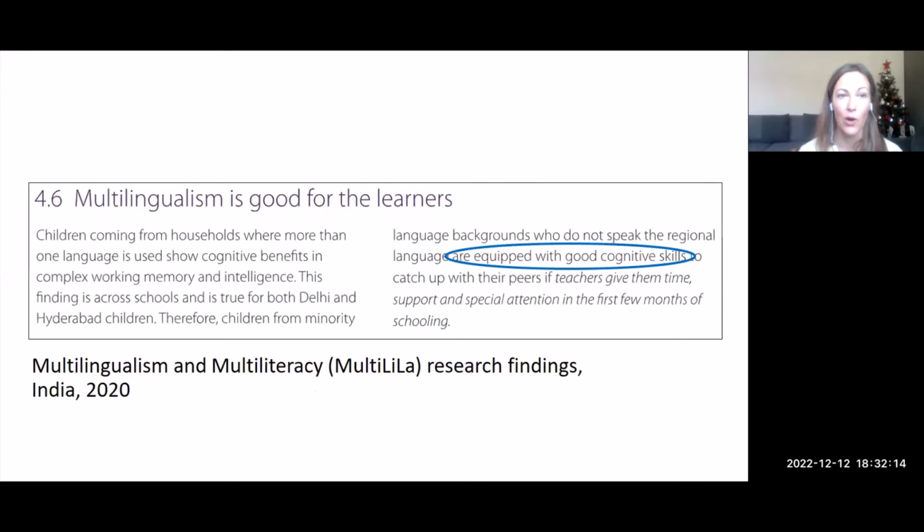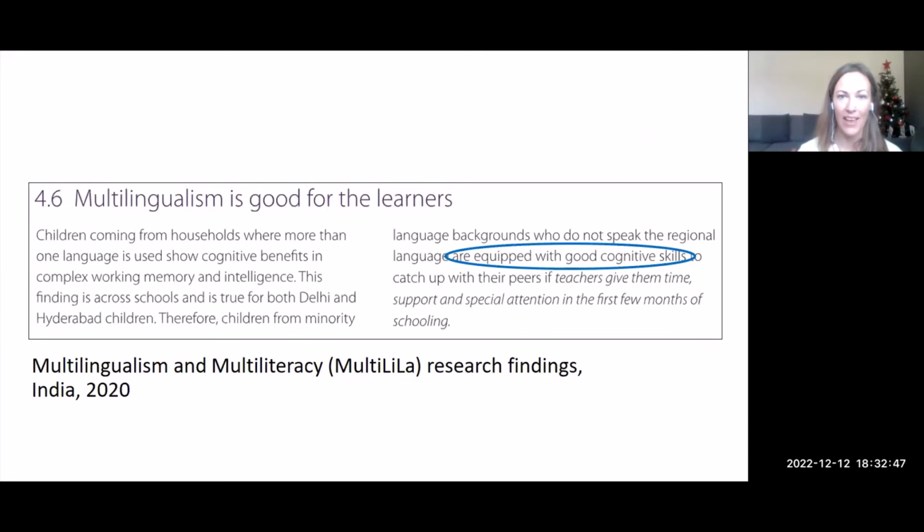And look at this wonderful quote. I'll give you a moment just to read that. So children who are from a multilingual background have cognitive benefits. It helps them with their cognitive processes, their brain processes. And this was found in India, in Delhi, in Hyderabad. It's not my research. This was done in India. You can find the research, and I'll be sharing that at the end as well.